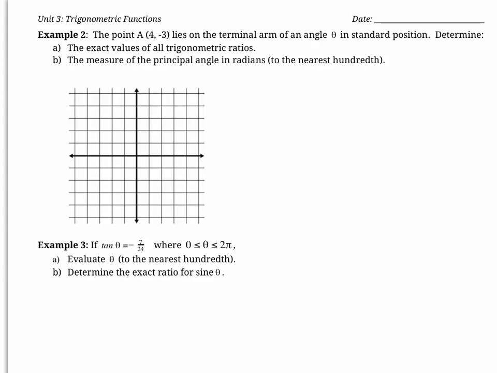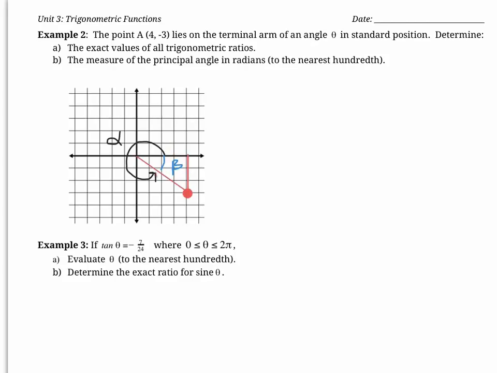So let's start by plotting that point and drawing a terminal arm. Now we've got to come up with the exact values of all the trig ratios associated with this angle. We know that the principal angle is this one right here. We can call that alpha. We don't know what that is yet. And we know the related acute angle is the angle on the inside. There it is. So we're going to find all of the trig ratios associated with our acute angle, whatever that is.